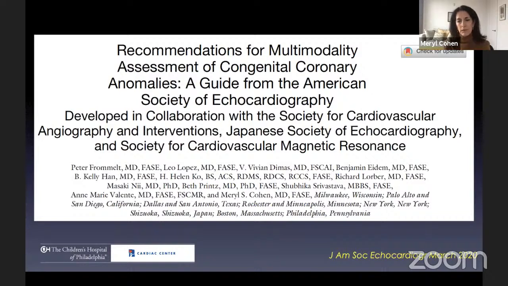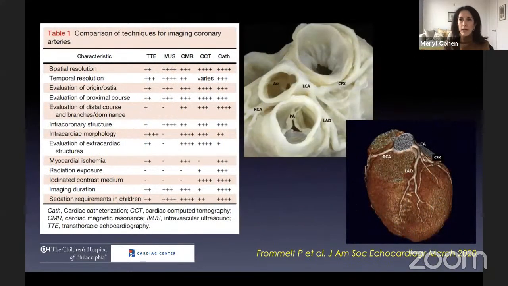This is a guideline we published about a year ago in the Journal of American Society of Echocardiography, which is a multimodality guideline for congenital coronary artery anomalies. And Grace is going to include that in the email when you do the survey and evaluation of this talk. So you will have the ability to have access and a copy of this PDF if you wish. And most of what I'm talking about will be in that guideline.